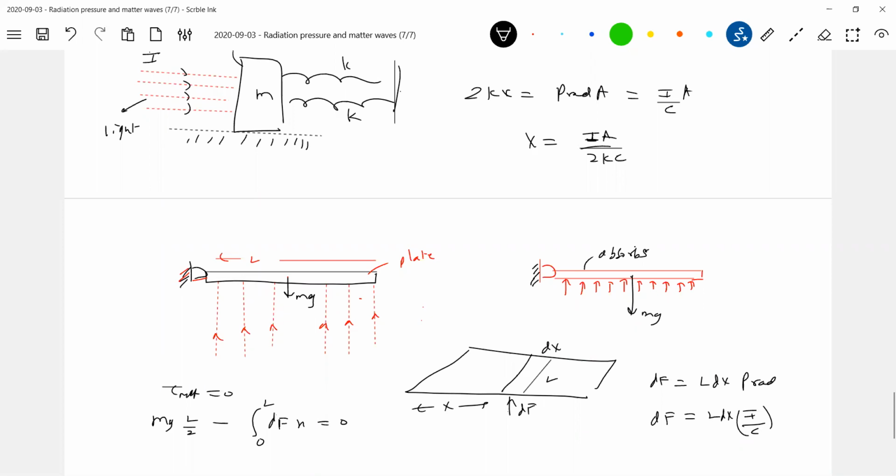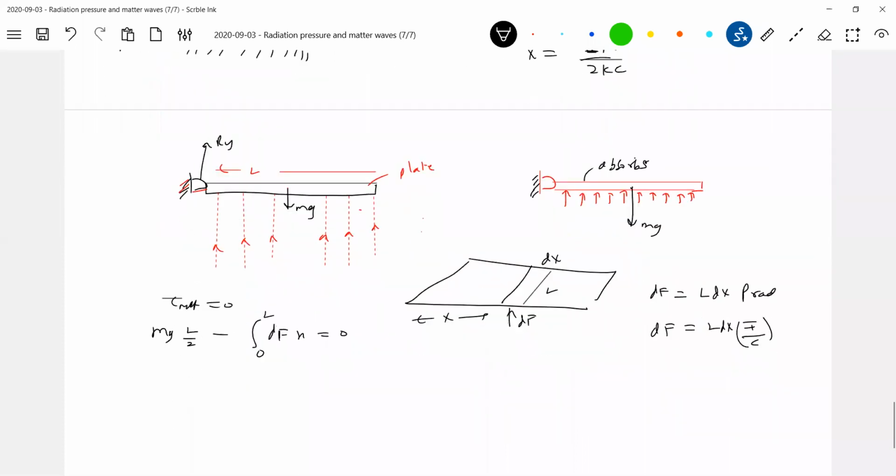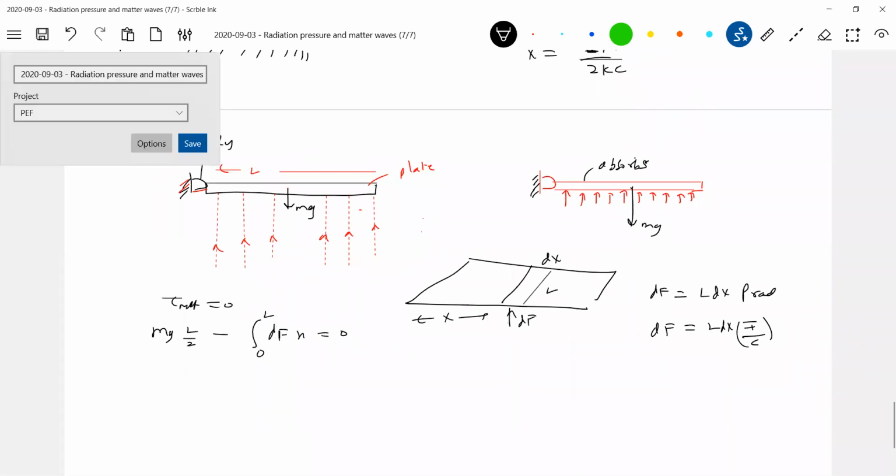Okay, he may ask you what is the reaction at that point. Calculate the total force. Here the reaction Ry also will come. Then Ry plus F perpendicular should equal mg. The force alone should not be equal to mg. So this is about the radiation pressure.